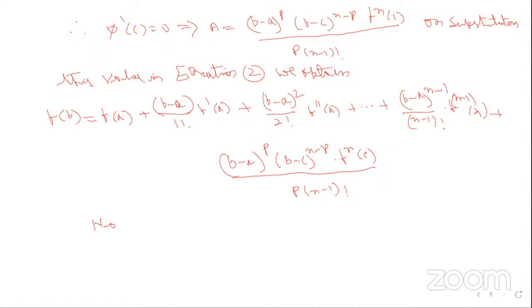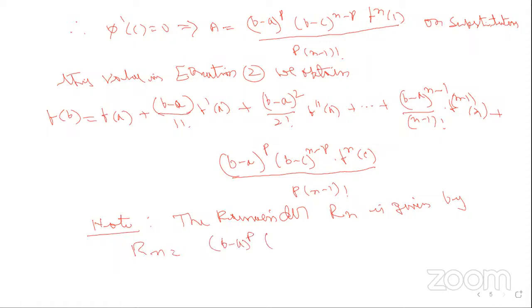Next, note: the remainder Rn is given by Rn equal to (b minus a) whole power p into (b minus c) whole power n minus p into f n c, whole divided by p into n minus 1 factorial. This is called Schlömilch-Roche remainder.